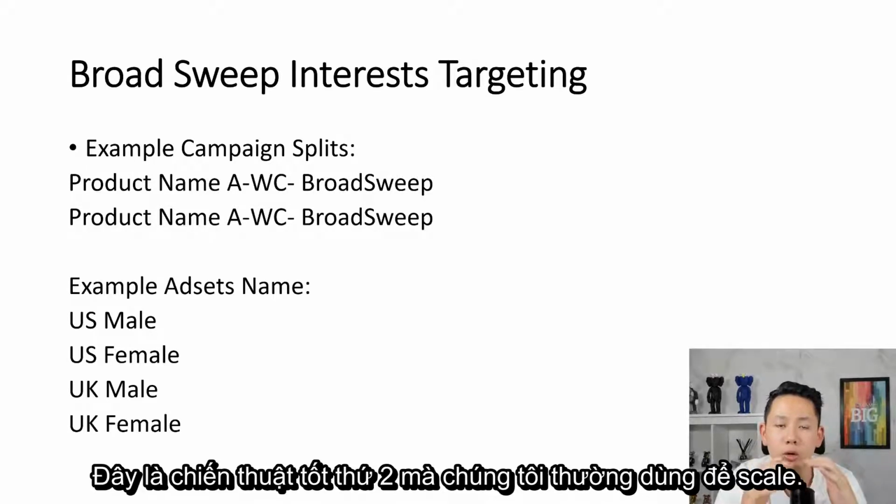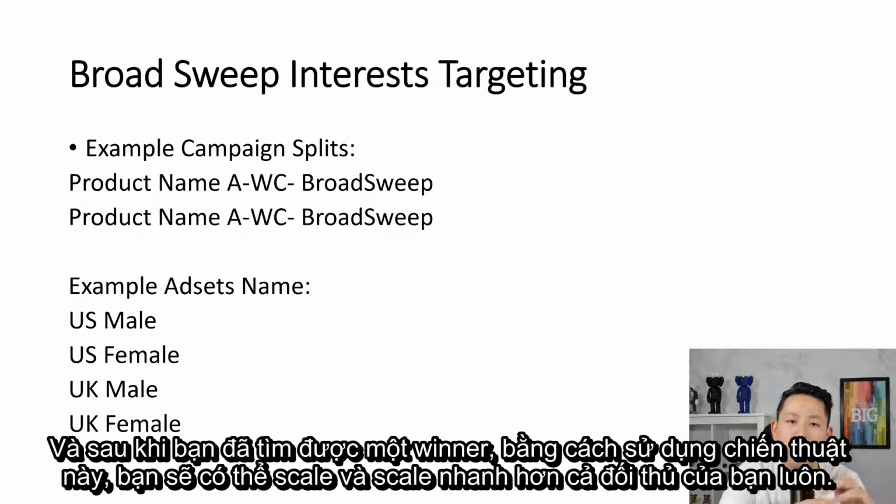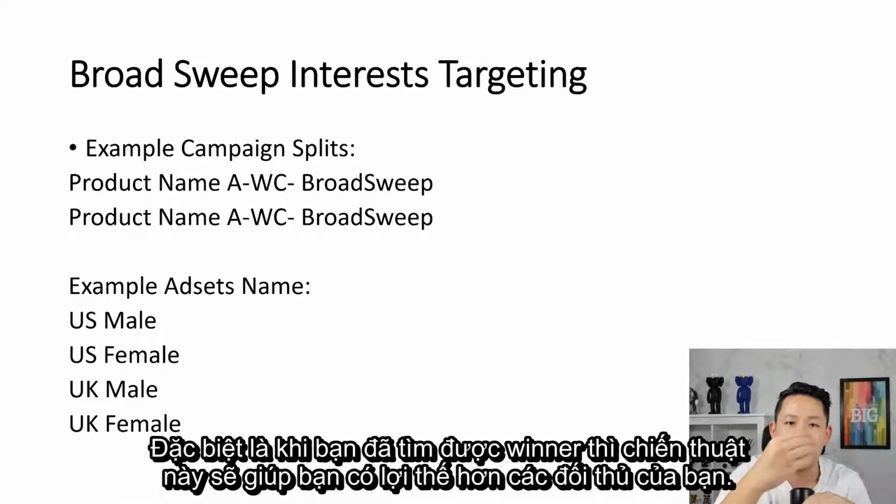So go ahead and use this strategy. This is the next best strategy that we use for scaling, on top of all the others. Be creative with your interest targeting, and once you find a winner using this strategy, you'll be able to really scale and outscale your opponents, especially when you find a winning product. This strategy will allow you to have an upper hand against competitors.